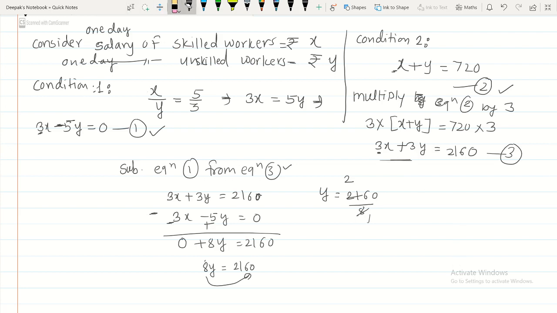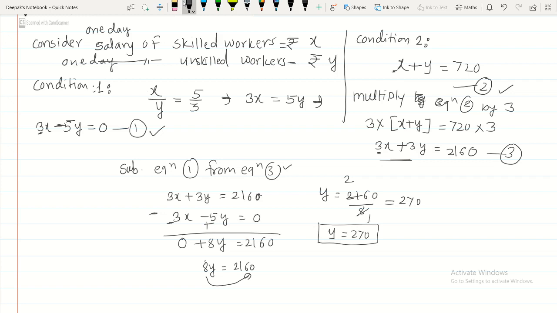The value of y is equal to 270. So y is nothing but the 1 day salary of the unskilled person. So y is equal to 270, that is rupees 270. This is the 1 day salary of an unskilled person. But we don't only want to find out the salary of the unskilled person, we want to find out the 1 day salary of the skilled person also.